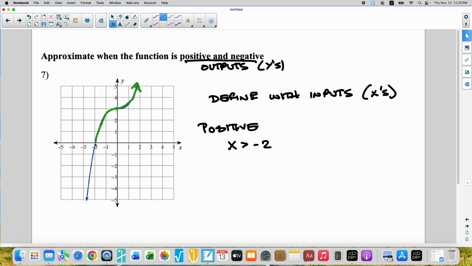And when is it negative? When is my output, my y value, negative? It's going to be to the left of -2. It's a ray, so I start with the variable. I want values left of it. So that's x less than -2. To the right is greater than, to the left is less than.